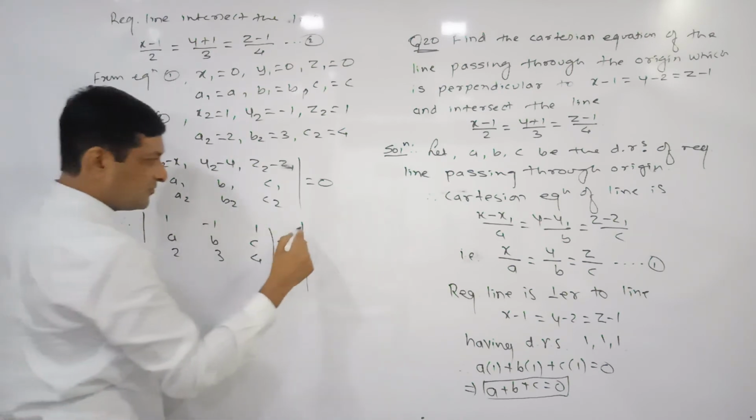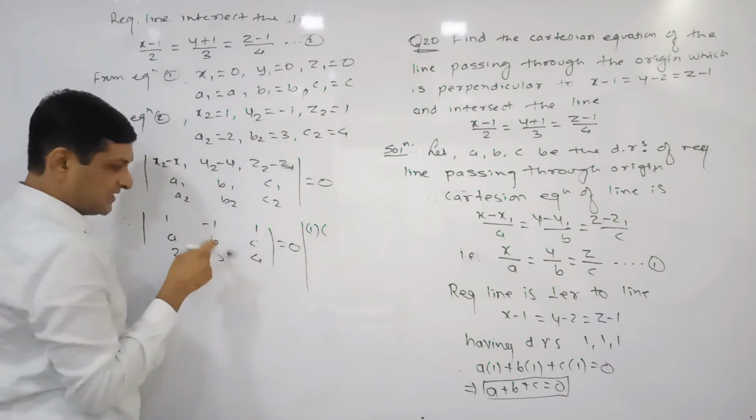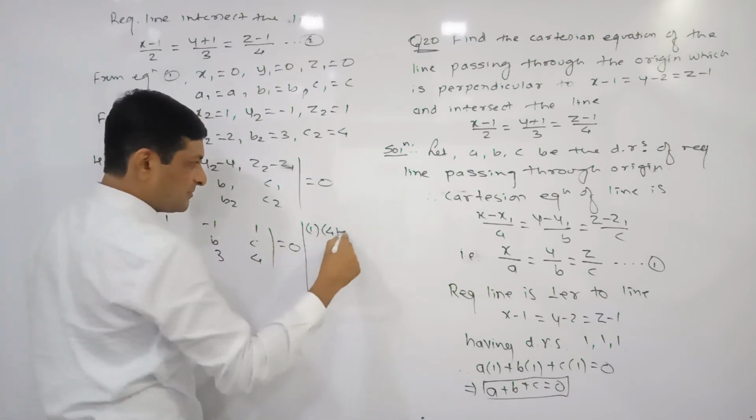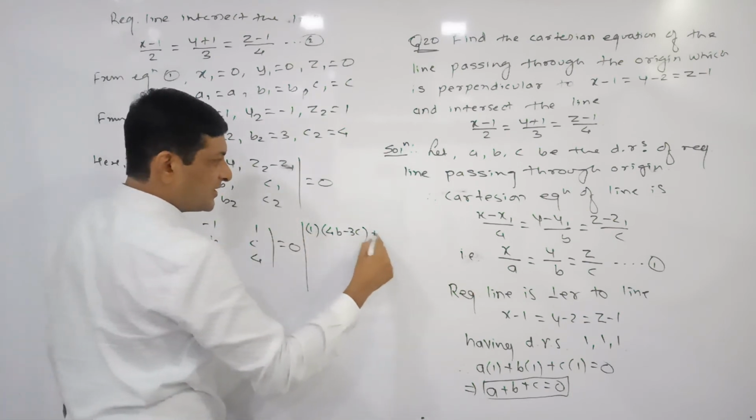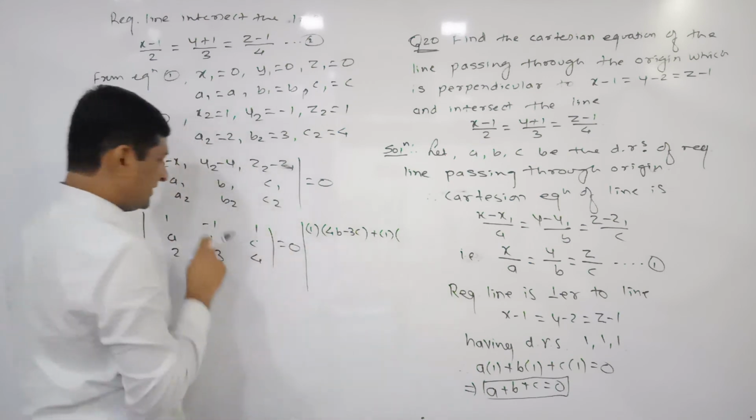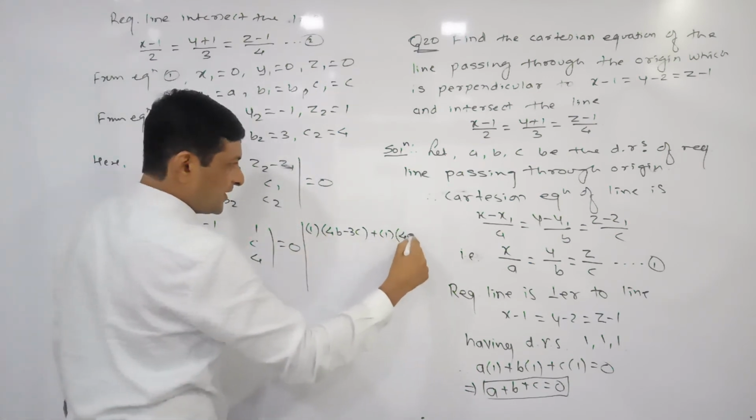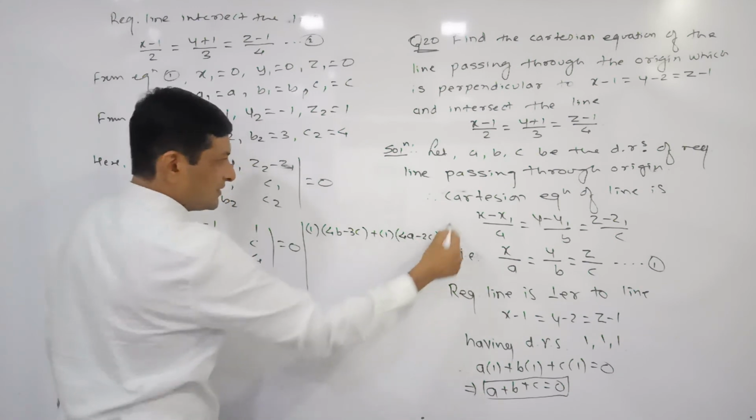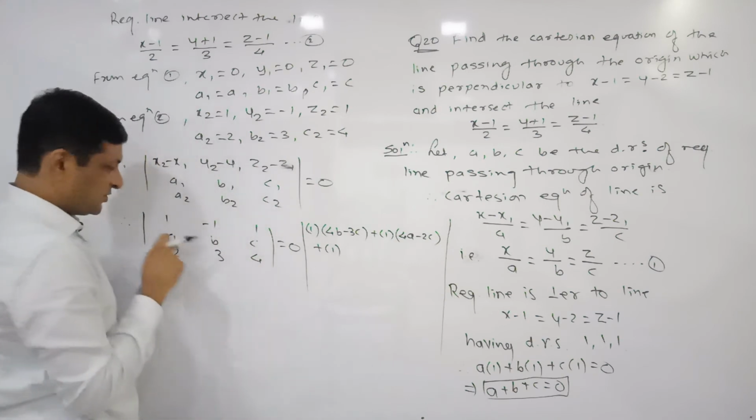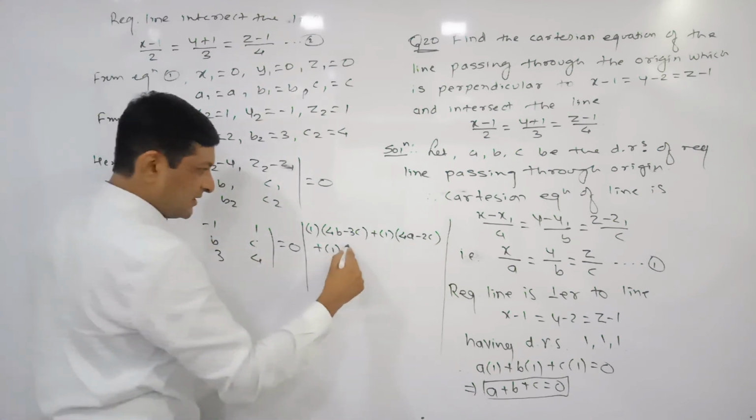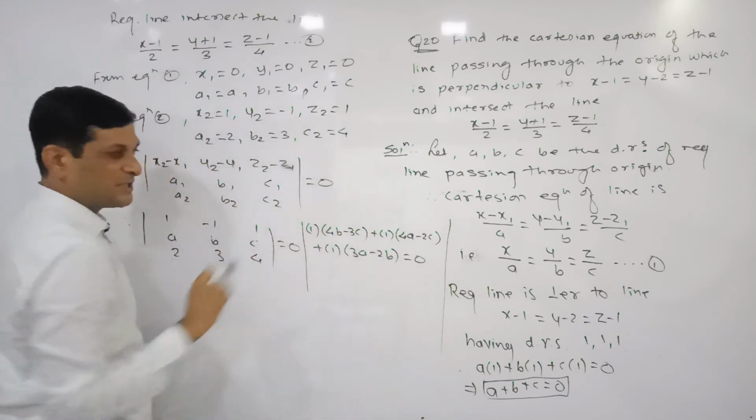Let us simplify it. So 1, keep it as it is, times 4b minus 3c. Again here minus 1 is there, so we take plus 1, delete this column, 4a minus 2c. Again plus 1 times, delete this column, 3a minus 2b, is equal to 0 on this side.